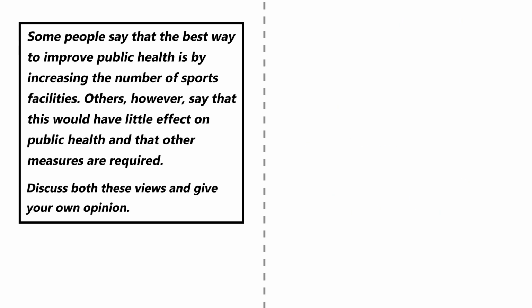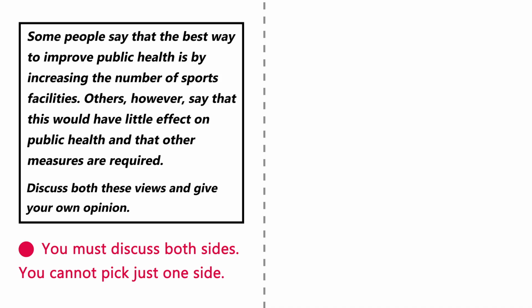Now, let's work on another question type. This is a discussion opinion essay, and I'm going to use the second template in writing my outline here. So first, read the question. Some people say that the best way to improve public health is by increasing the number of sports facilities. Others, however, say that this would have little effect on public health and that no other measures are required. Discuss both these views and give your own opinion. So you must discuss both sides, and you cannot pick just one side. And you can also give your own opinion, which side you agree with.